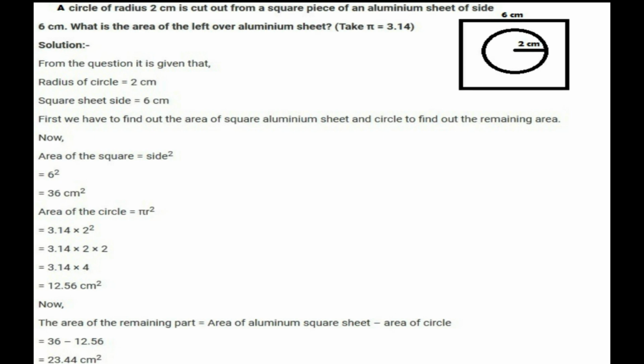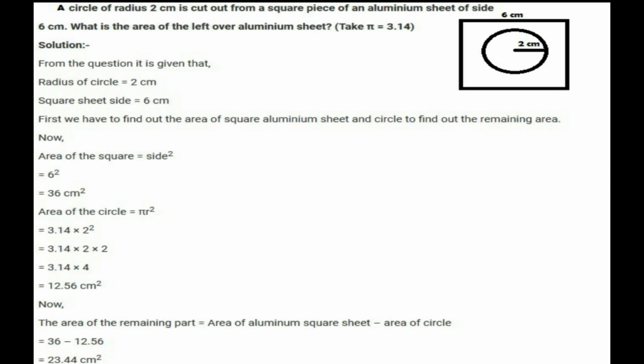So let's head towards our first sum. A circle of radius 2 cm is cut out from a square piece of an aluminium sheet of side 6 cm. What is the area of the leftover aluminium sheet? So here what they are telling you is that there is an aluminium sheet of square shape whose side is given as 6 cm. And now you are cutting a portion of circular shape from that aluminium sheet and the radius is given as 2 cm. Now what they are asking you is to find the area which is left over.